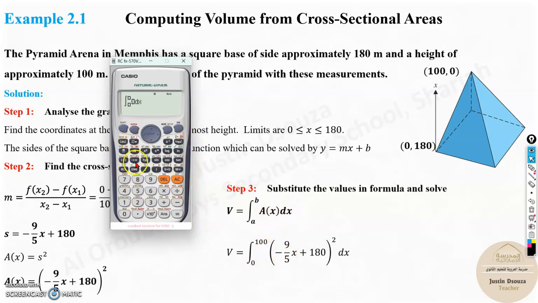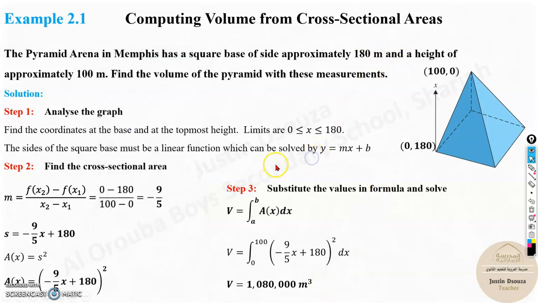Over here, this symbol, open the bracket, minus 9 divided by 5, plus, okay, I forgot to write the x, alpha x plus 180, the whole square. And over here, it's from 0 to 100. And that is the answer. The volume is 1,080,000 meter cubes. So this is the answer. Why? Because the units is in meter.